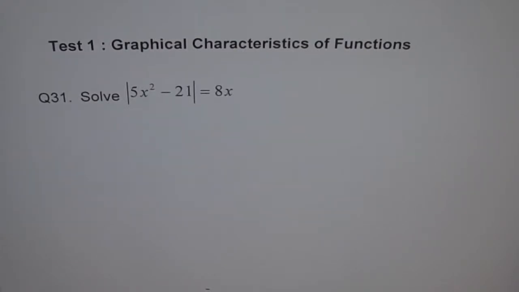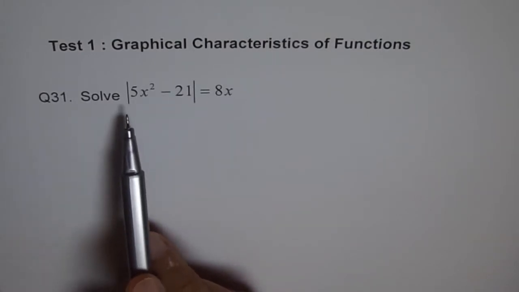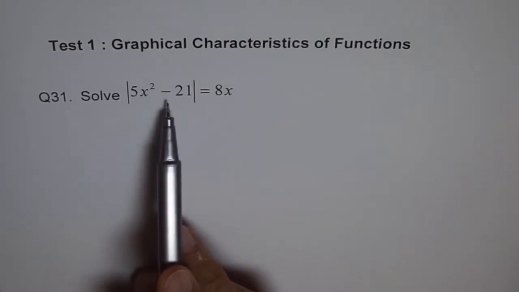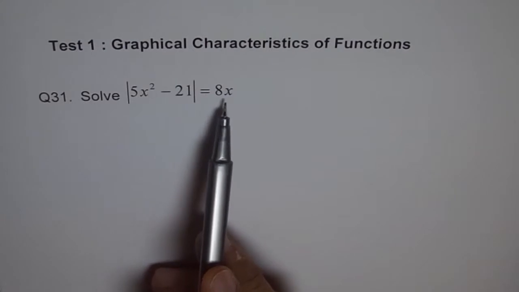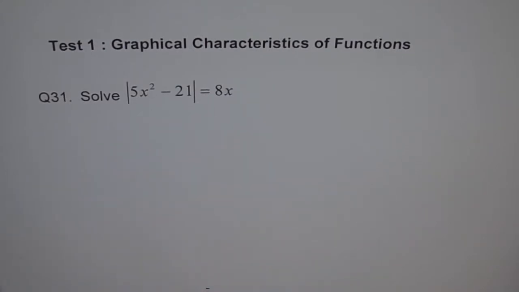Here is a thinking problem for us. It says solve absolute value of 5x squared minus 21 is equal to 8x. Now here we have an absolute function, and within that we have a quadratic function, right? So how should we do a problem like this?